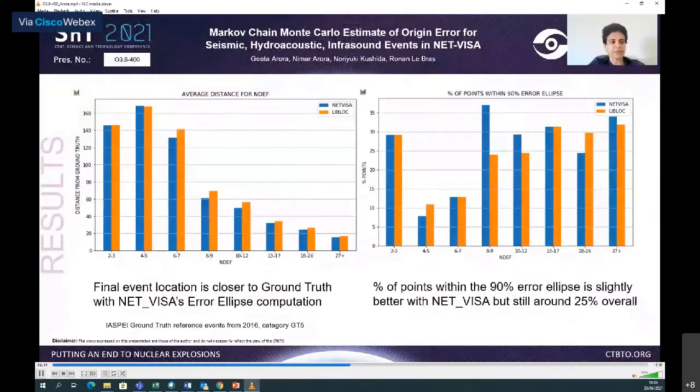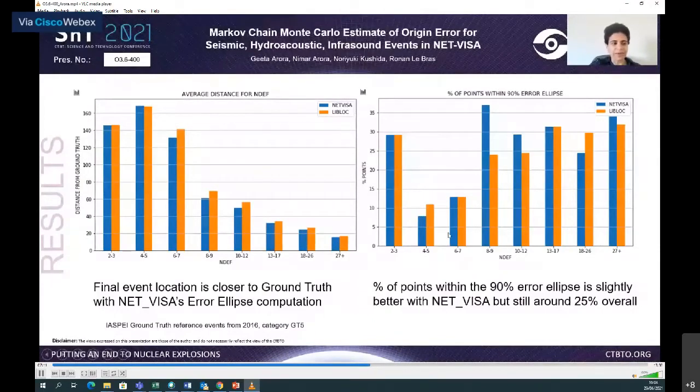Now we tested this approach on all of 2016 ground truth GT5 data from ISC. In both of these graphs, the x-axis represents the number of time-defining phases, which we call NDEF. The good news is, in the graph on the left, you can see that the final event found by NetVisa is consistently closer to the ground truth event compared to what LibLock was doing.